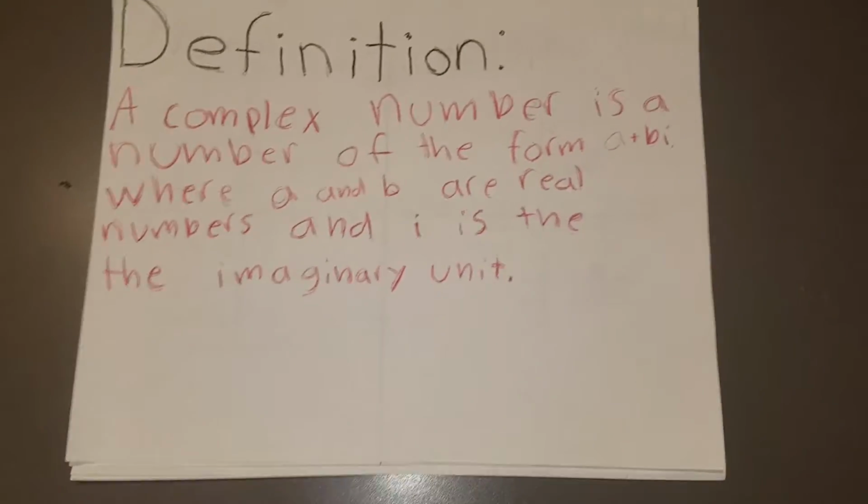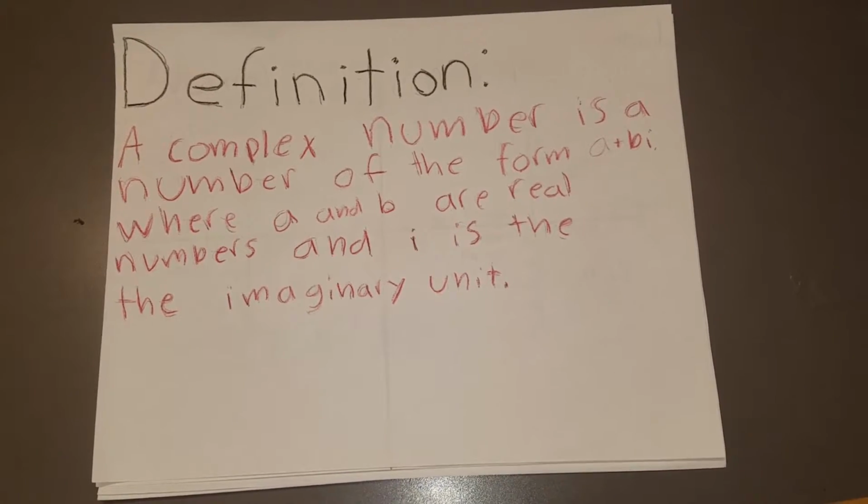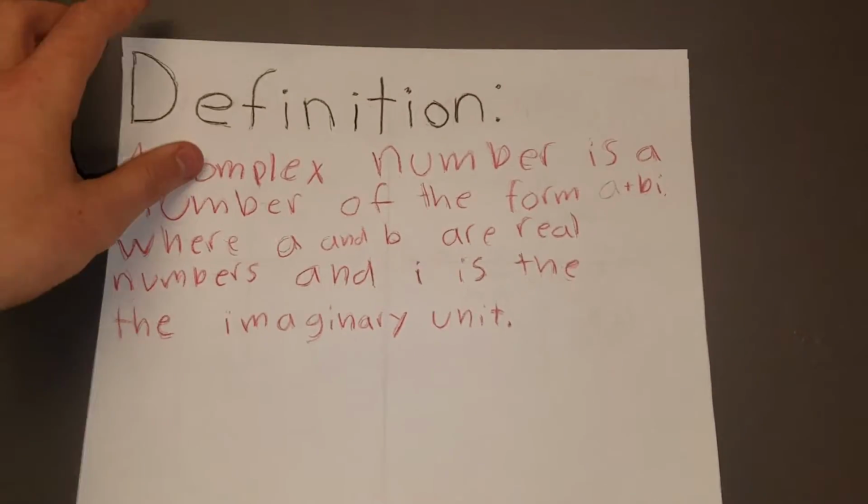The definition of a complex number is a number of the form a plus bi, where a and b are real numbers and i is the imaginary unit.